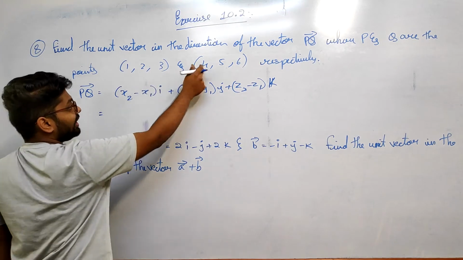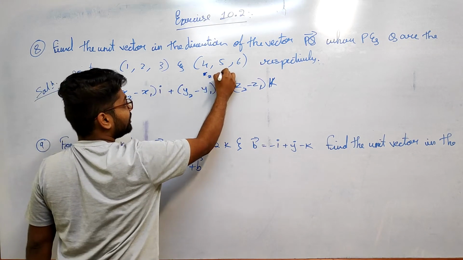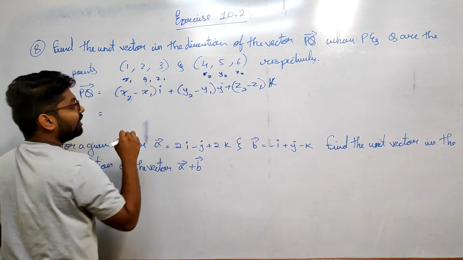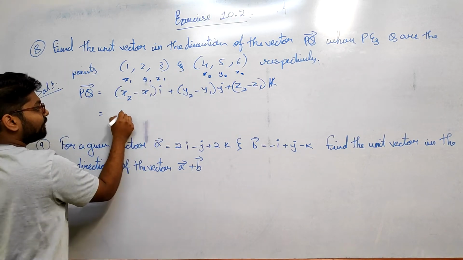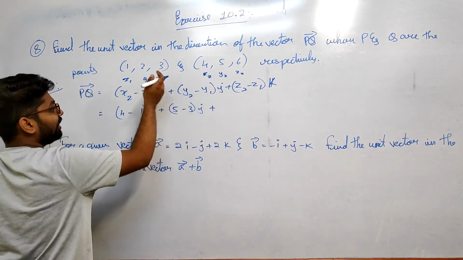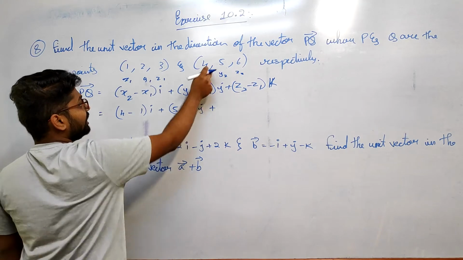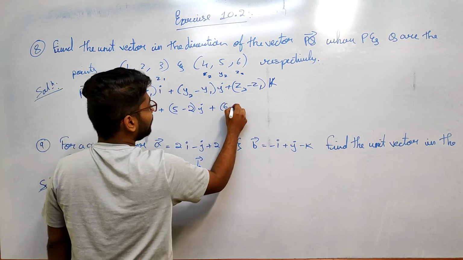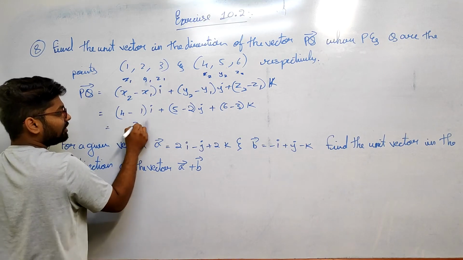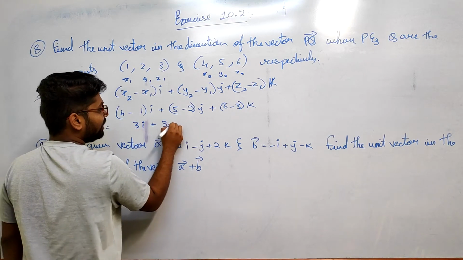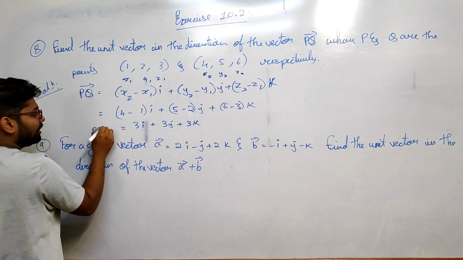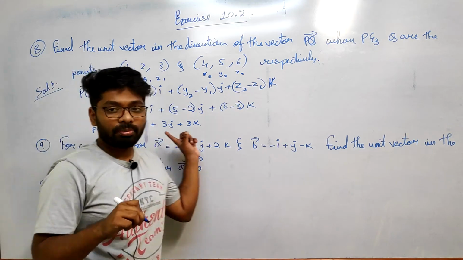So for your understanding, what is x2? This is x2 y2 z2, this is x1 y1 z1. So what is x2 over here? 4 minus 1 i plus 5 minus 2 j plus 6 minus 3 k. So therefore 3i 3j 3k. So this is nothing but 3i plus 3j plus 3k. So this is nothing but your vector pq bar. This is your vector pq bar.